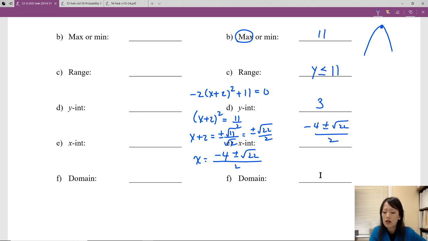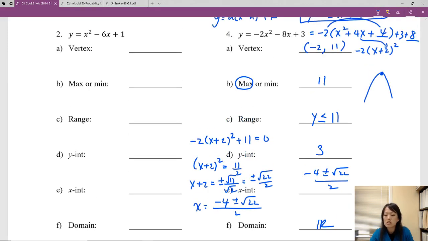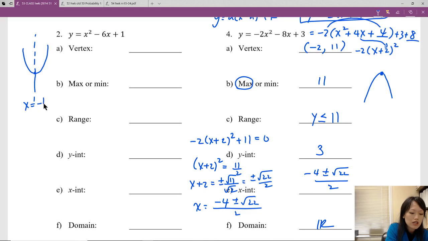My domain, all real, right? Every x value is possible. Now let's do the -b over 2a way. If your teacher says you don't have to necessarily complete the square like I just did there, here's the other way. Turns out the axis of symmetry, where the vertex is always located, no matter what, is -b over 2a. So if you want to find the y value, you sub the x value in. That's another way to do it.